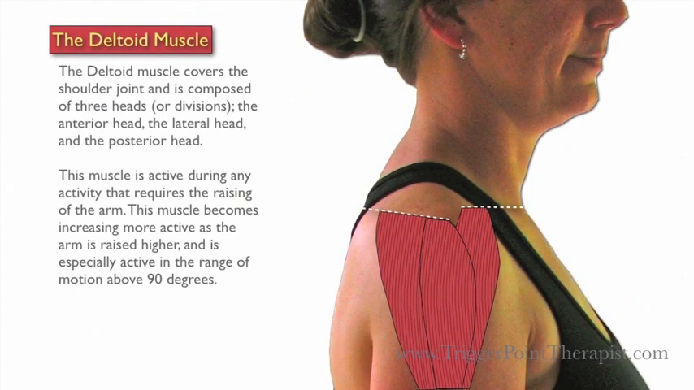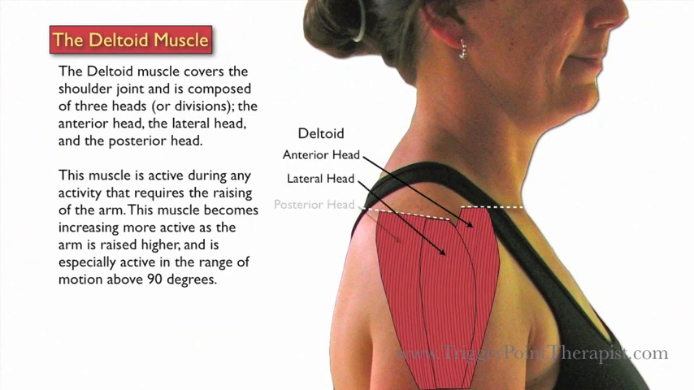deltoid muscle. The deltoid covers most of the shoulder joint and is composed of 3 heads or divisions: the anterior head, the lateral head, and the posterior head. This muscle is active during any movement that requires the raising of the arm. It becomes increasingly more active as the arm is raised higher and is especially active in the range of motion above 90 degrees.